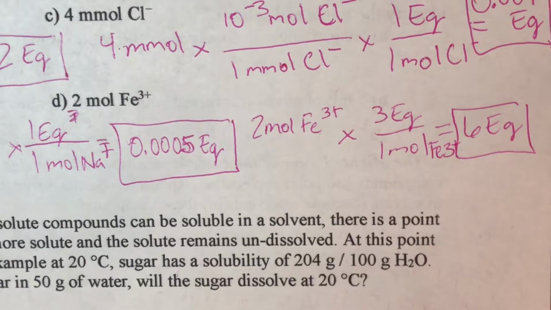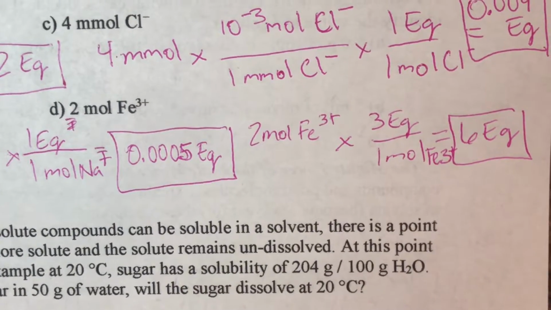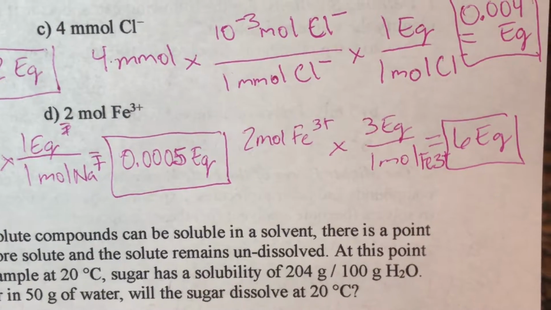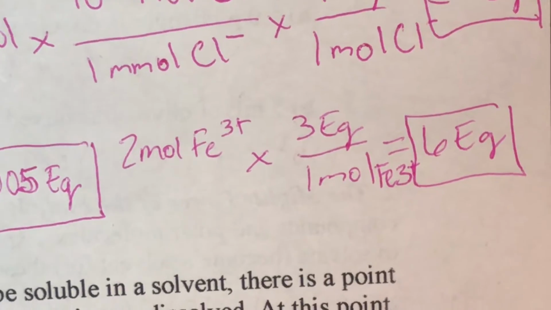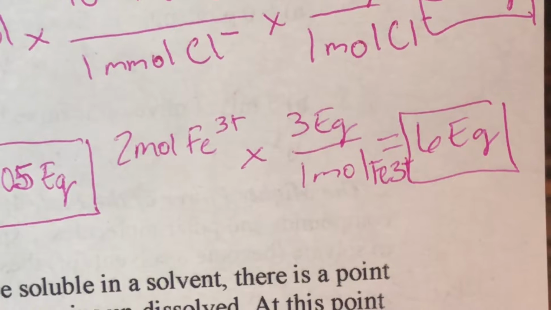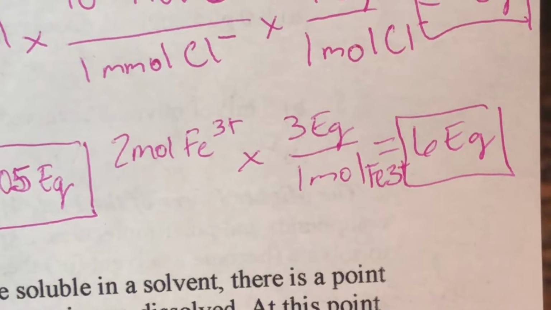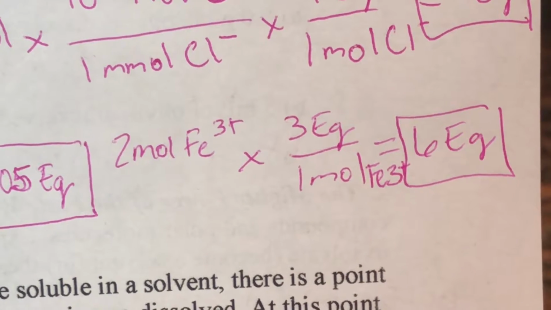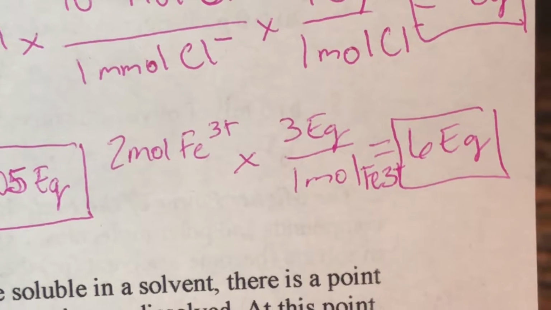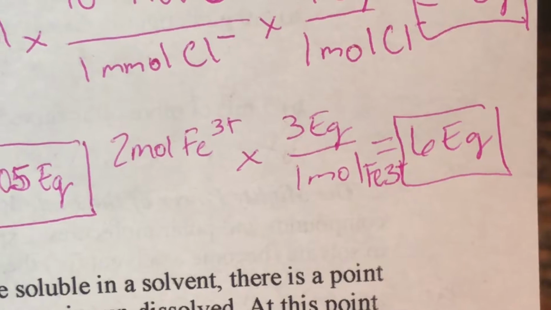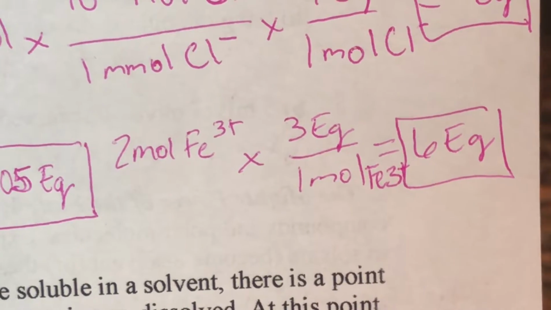For the next one, we're going to start off with our given 2 moles of iron with a 3 positive charge. We're going to multiply that by the conversion factor of 3 equalities, because we have 3 positive charges right there, over 1 mole of iron 3 plus. We are left with 6 equalities.